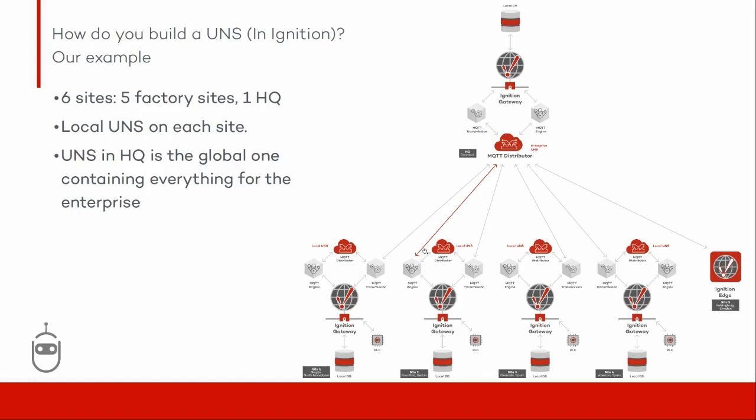Then we have a red line here indicating that site two is also subscribing to data from the enterprise unit. So basically it could subscribe to data from site one from up here, so that site two can have information from site one that is being used for production. But these two sites are not connected in any way. They're just connected through the broker and the UNS. So here site two actually becomes an application that just subscribes to data from site one.